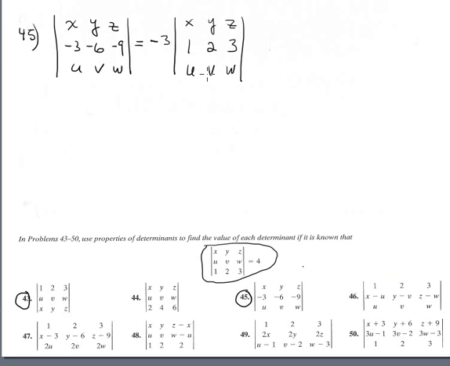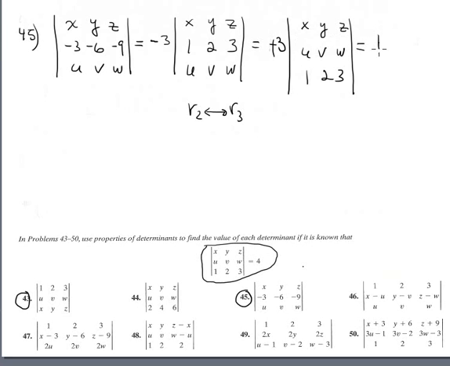Finally, you must interchange, in this case, row 2 and row 3. So we have -3, but when you interchange, you must multiply by -1, so it's +3. X, Y, Z stay the same. Now you have UVW here, switching this and this, and 1, 2, 3. This is identical to the given determinant, which is 4, and the answer is 3 times 4, which is 12. Super.